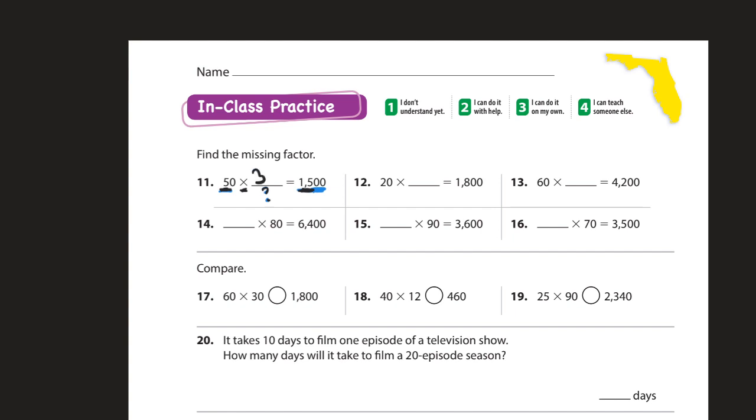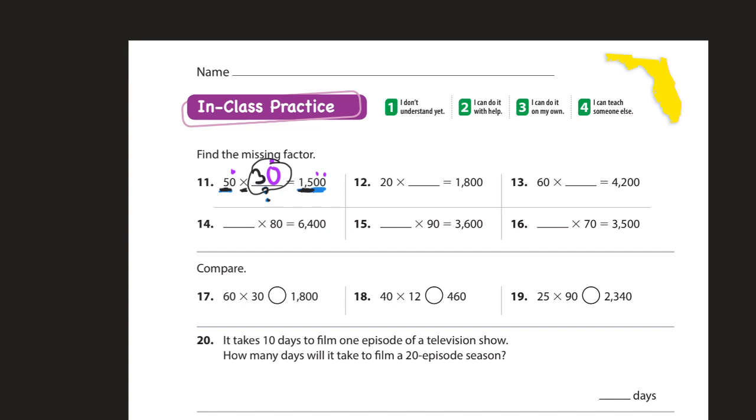Am I done? No, not yet, because my answer has 2 zeros. And my factors here, well, I only have 1 zero for this number, so I know this factor also needs a 0, so that we have 2 zeros on the left and 2 zeros on the right. Therefore, the missing factor is 30. You should have a 30 in this spot.